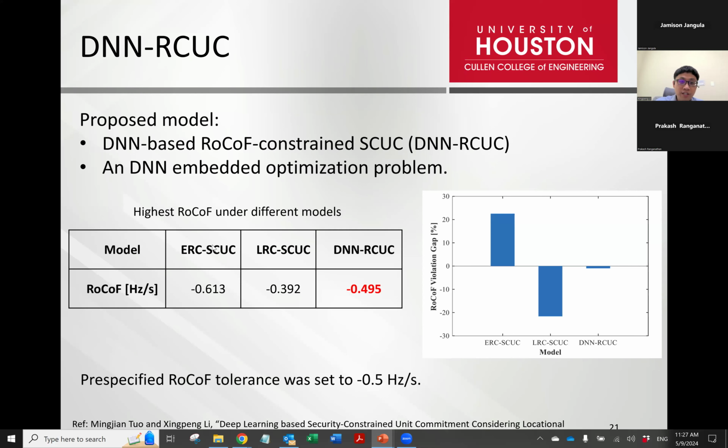So these are the three models. The first two are the benchmark models. The first two are physics-based models. The third is the machine learning assisted model. For the two benchmark models, one violates the frequency stability limit. The second is conservative. But for the machine learning aided model, the performance is very promising. You can see the rate-of-change-of-frequency curve following the loss of the largest generator is very close to the pre-specified tolerance, which means it can meet the stability requirement, but in the meanwhile, it's not conservative.